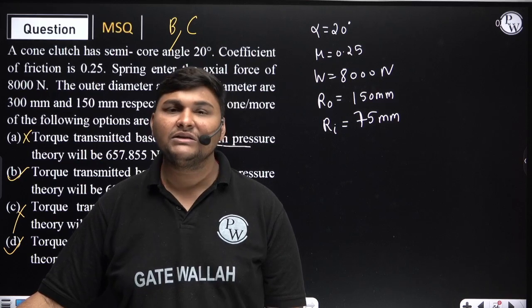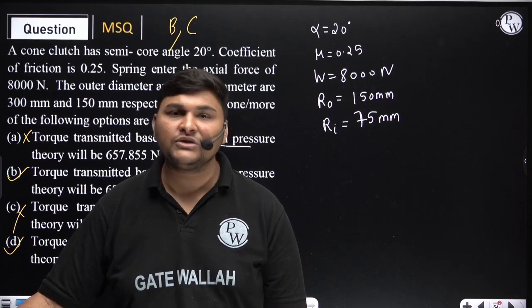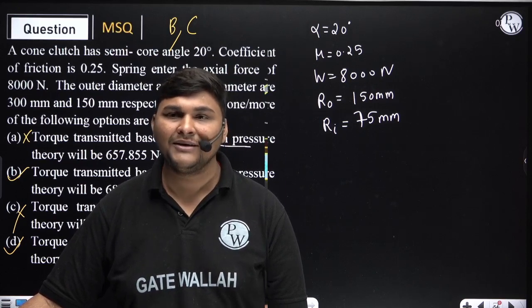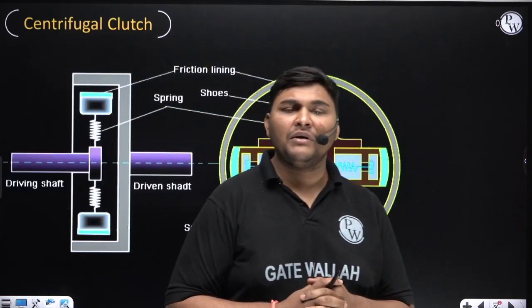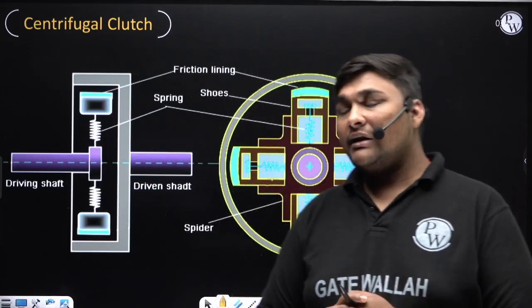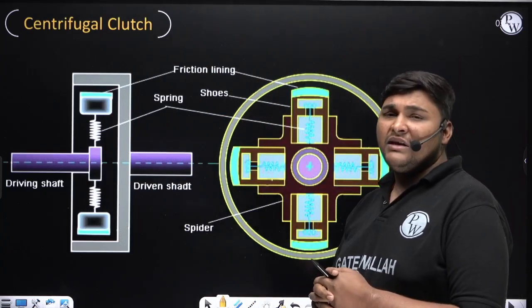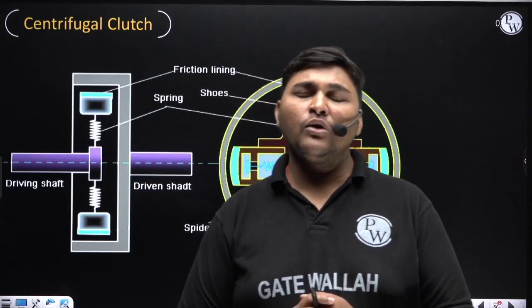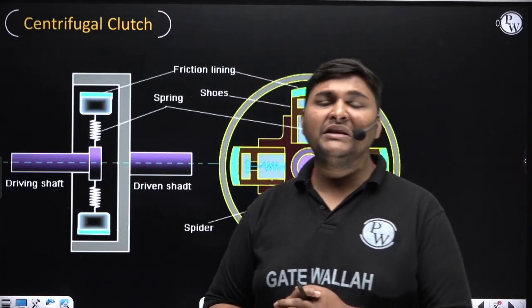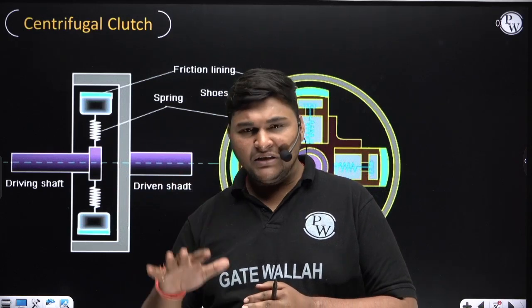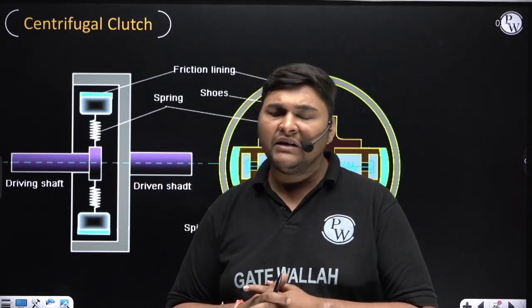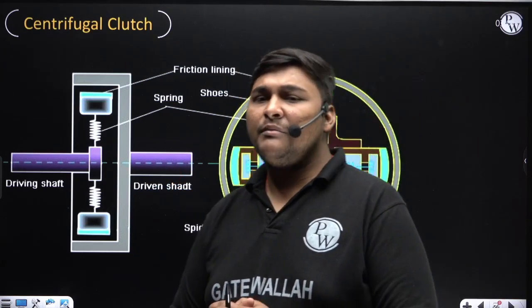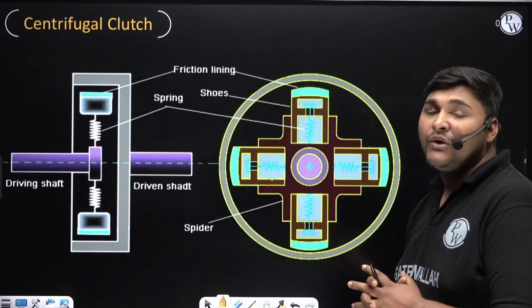Now we will discuss the next and last clutch, that is the centrifugal clutch. In a centrifugal clutch, its operation is not like a plate clutch or cone clutch. In a plate clutch or cone clutch, whenever we want, we can disengage the clutch by pressing the clutch pedal, and in general condition it will be in engaged position. But this thing is not valid for the centrifugal clutch.